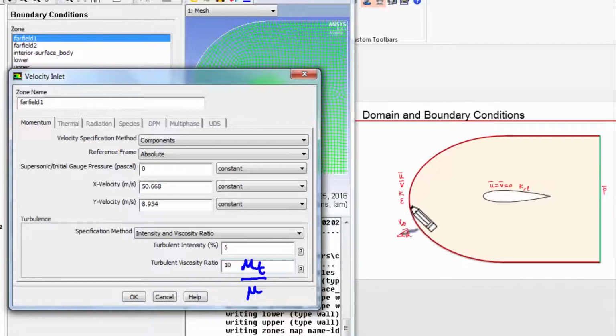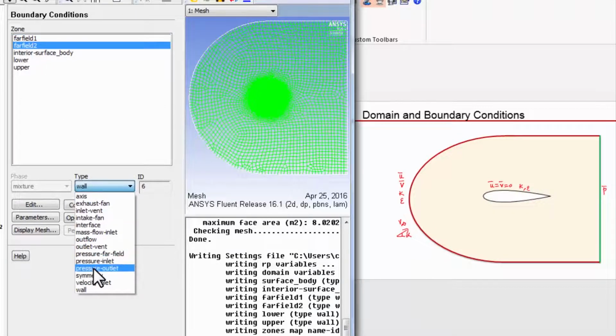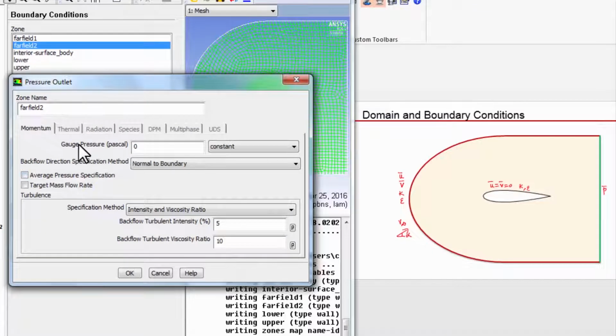But we have to check that our solution is not sensitive to these settings because they're guess values. And so that's something to do in verification. I'll say OK. So I've specified that boundary condition. And then where the flow is going out, that's far field two, I'll set it to be a pressure outlet. And I'll set the gauge pressure to be zero.